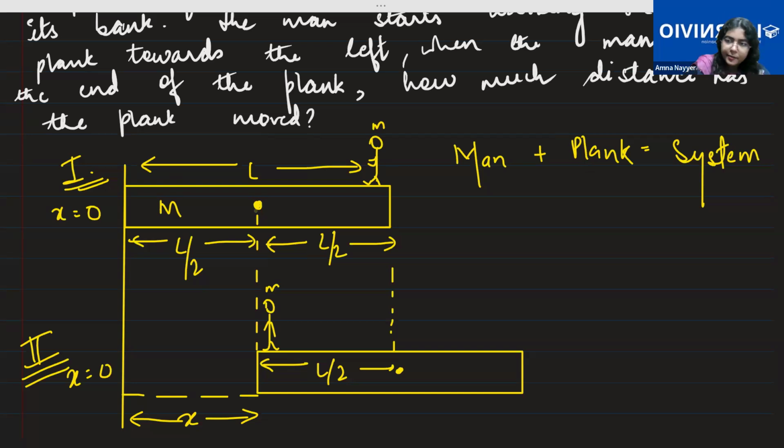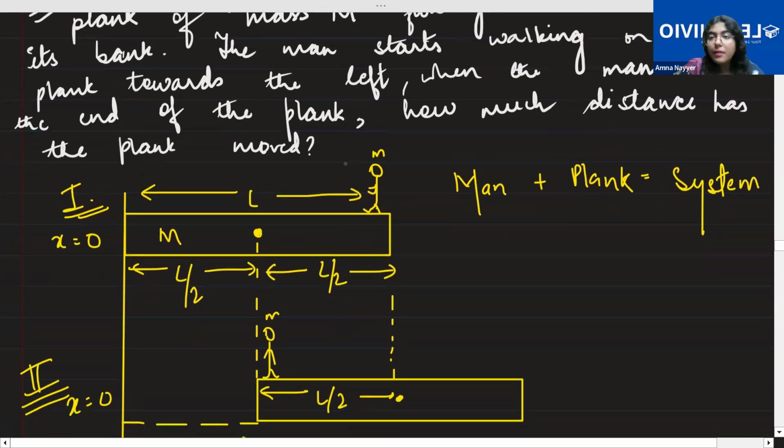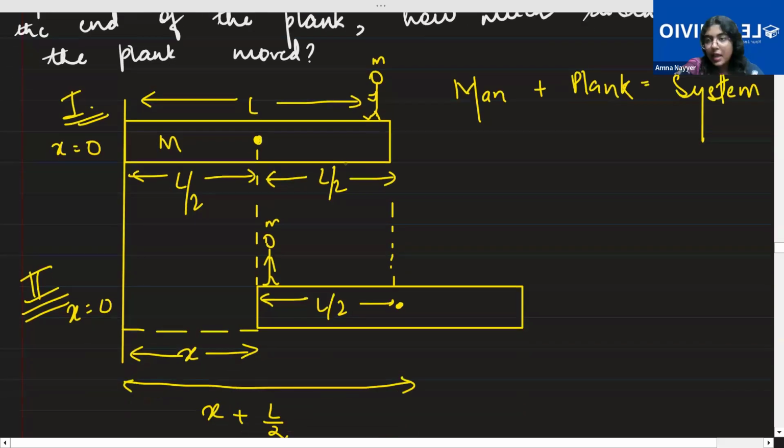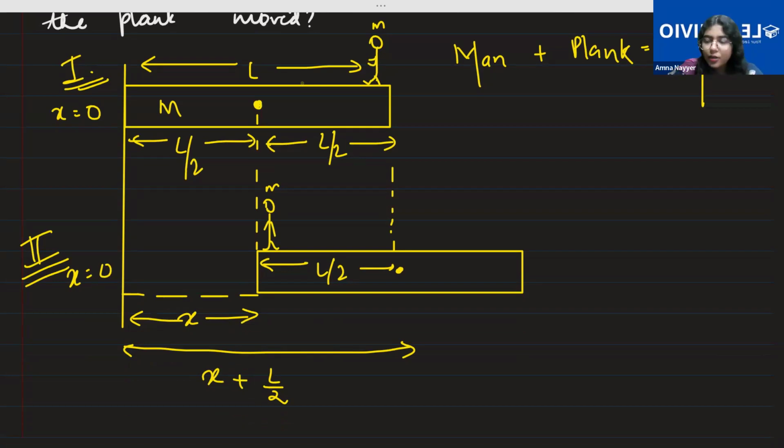Right now the center of mass is here, at L by 2, because we've already done that the center of mass for a symmetrical system will lie at its center. This says the man walks on the plank towards the left. When the man reaches the end of the plank, how much distance has the plank moved? Because your plank is floating on the water, since you are trying to move forward, the plank tries to move backward. So when the person reaches the end of the plank, it is already at a separation from the bank of the river. Calculate this distance that the plank has covered.